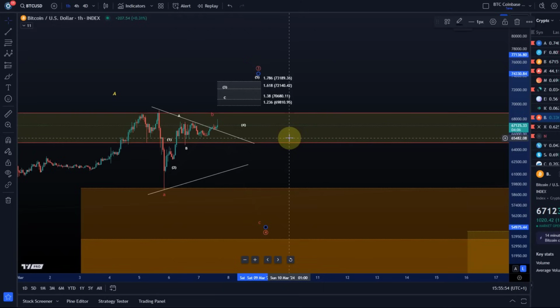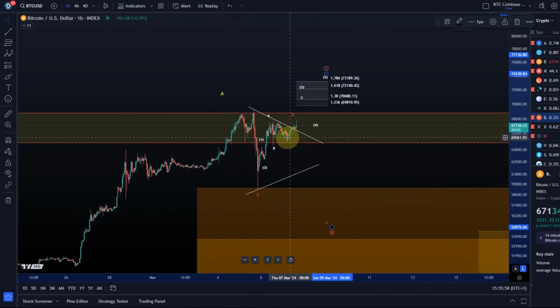But looking at the microstructure here, looking at the fluctuations, the white count is certainly a reasonable interpretation, but there are 2 major swing lows on the 1 hour time frame here.